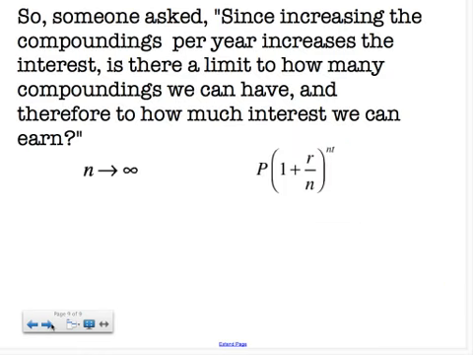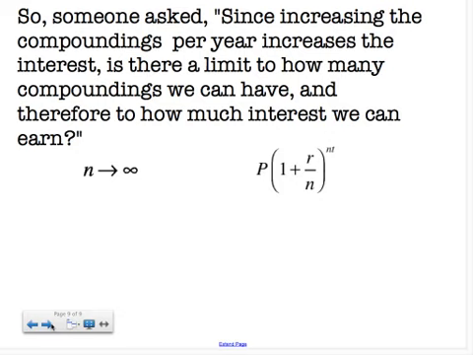So somebody somewhere said, hey, since if you increase the number of compoundings, you get more money, is there a limit to how fast or how often you can compound money for interest, and therefore is there a limit to how much interest you can earn? In other words, what happens as you let the number of compoundings, which is n, approach infinity? And this is kind of an interesting question. And I want to look at this real quick here, because this is going to give rise to something very special that pops up in mathematics quite a bit, and we'll see for the rest of the year.